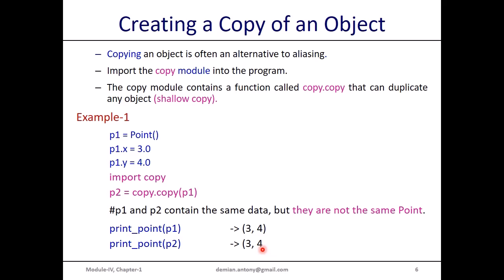Remember, P1, P2 are now different objects. This is not like P2 equal to P1, what we did earlier. P2 equal to P1 is nothing but creating an alias P2 for P1, and it gives unexpected results in the later sections of the program. But if we use copy.copy, it creates a separate copy, and P2 is a separate object in memory and P1 is also a separate object in memory. And if you change the value of x of P1, it doesn't change the value of x of P2.